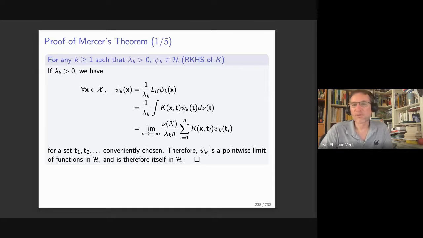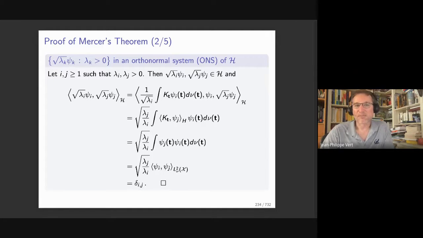where you sample t_i according to the measure d nu. And so this is the limit of a normalizing factor nu of X, which is the volume of the total space, times 1 over n, sum for i equal 1 to n, of k of x, t_i, psi k of t_i. And of course, this is for a set t_i well chosen so that the sum approximates the integral. Now, what's important is that before taking the limit, for any fixed n, the function in x, which is the sum of k of x, t_i, psi k of t_i, is in the RKHS because these are the functions k_ti, right? This can be written as the sum of k_ti of x times a number psi k of t_i. So each of these elements in the sum is in the RKHS, and therefore the sum is in the RKHS, and the pointwise limit remains in the RKHS. Okay, so psi k is in the RKHS.